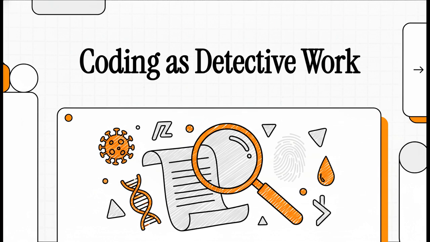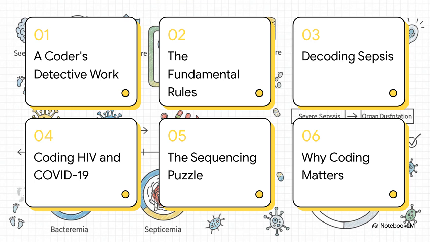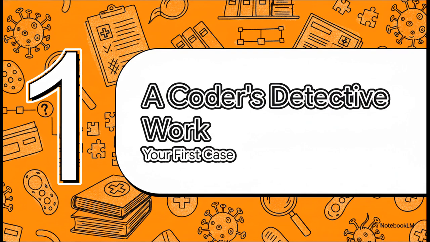So today, we're putting on our detective hats and diving into one of the most complex case files around, infectious diseases. So here's our game plan. We'll start with our very first case, get the fundamental rules down, then crack the complex case of sepsis. After that, we've got special investigations into HIV and COVID-19. We'll solve the all-important sequencing puzzle, and finally, we'll see why all this detective work matters so much. All right, let's jump right in.